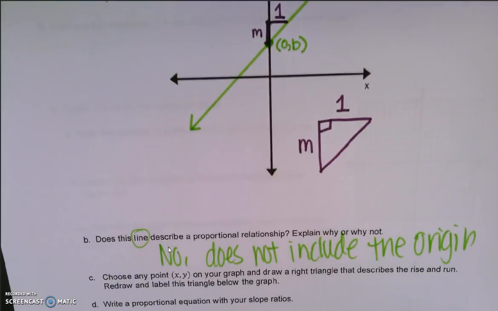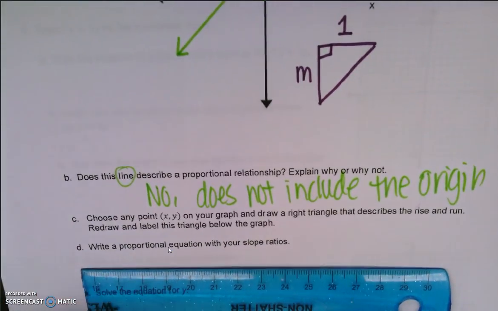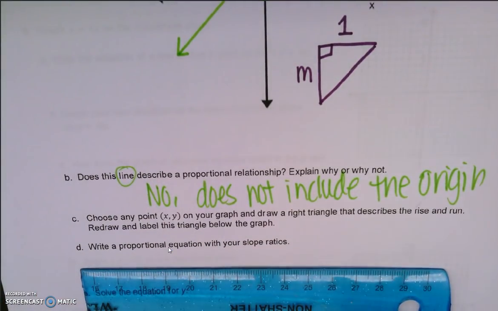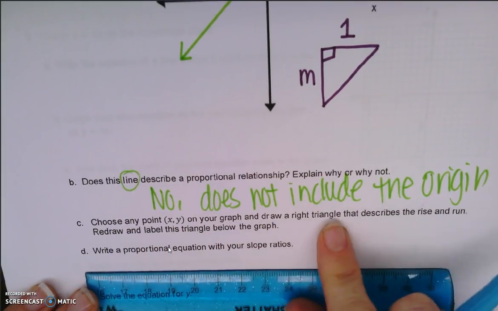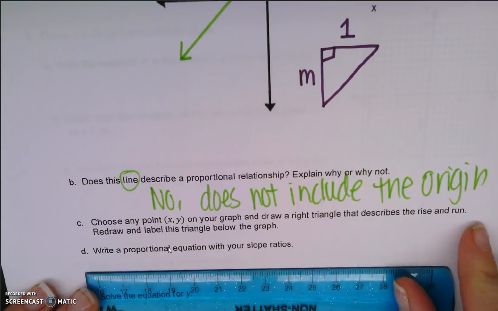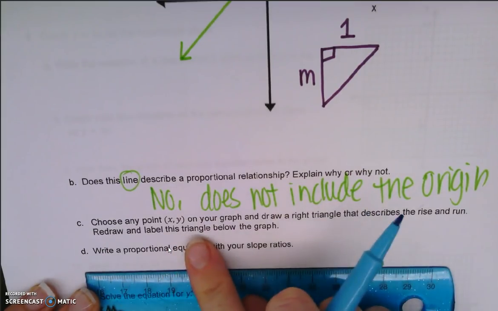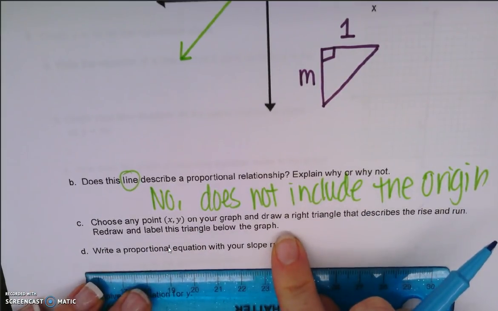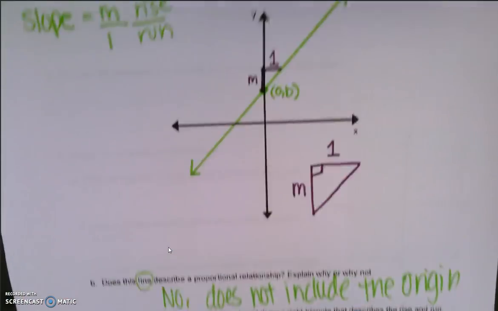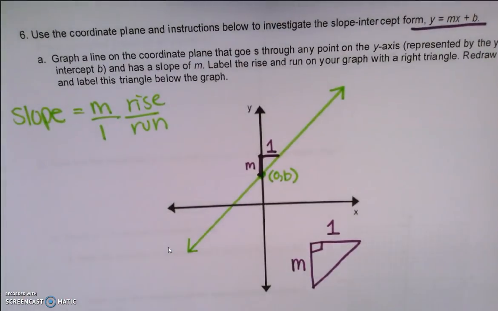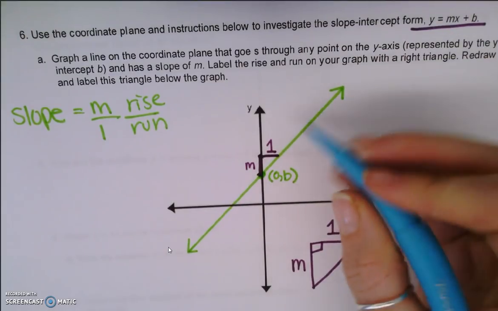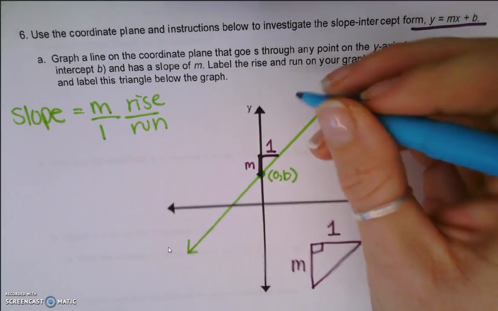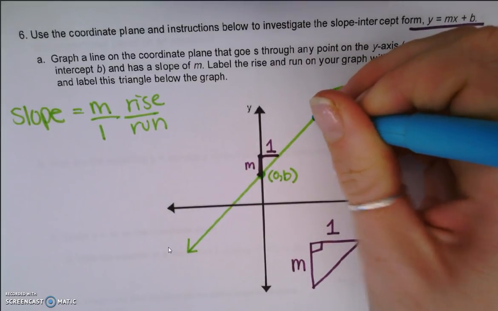So now let's read part C, because this is where we need to read the instructions really carefully. Choose any point (x, y) on your graph and draw a right triangle that describes the rise and the run. Redraw and label this triangle below the graph. So we need to pick any point on our line (x, y). I'm going to pick a point above, and I'd like you to as well. It doesn't matter where we pick, so I'm going to pick right up here.